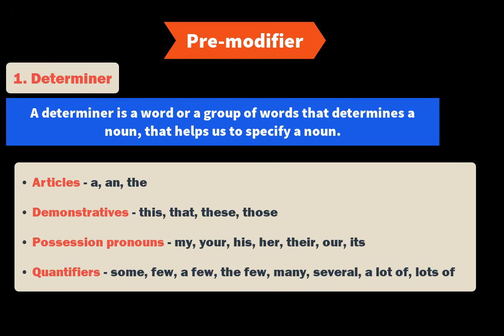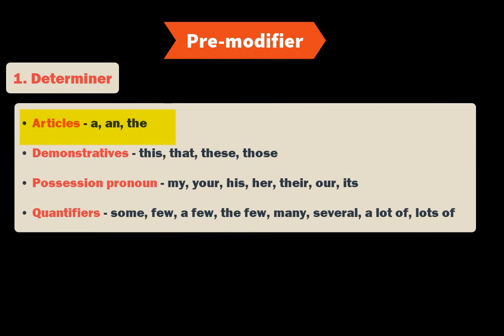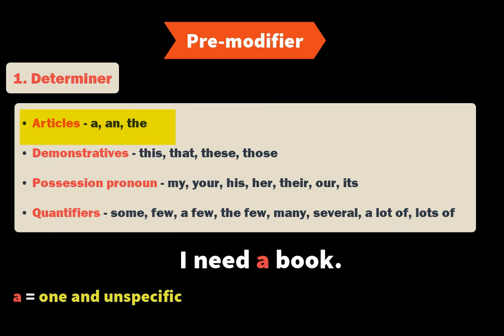So not a lot of people know that articles are also modifiers. They're also adjectives. How? Let me show you how. I need a book. Here, a is an article, an indefinite article. And it is also working as a modifier. It is also working as an adjective. You guys will ask me, how is a working as an adjective? See, it modifies the noun book. It gives information about it. First of all, I need a book. That means one book. And I need any book. A also refers to any indefinite book, right? I need a book, and that could be any book, right?